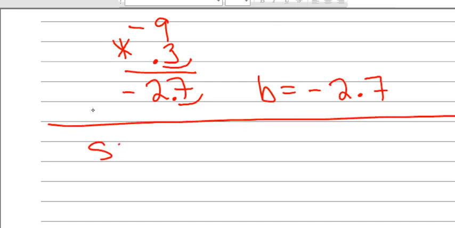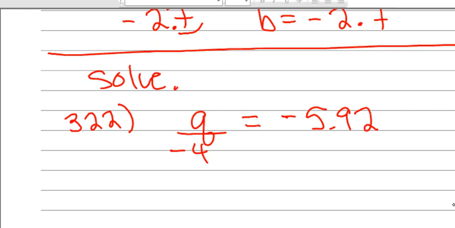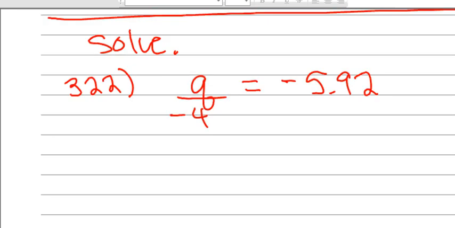Let me do one more of those. This is 322. This looks like about the hardest one. So I've got Q over -4, and that's equal to -5.92. And I want to solve for Q.